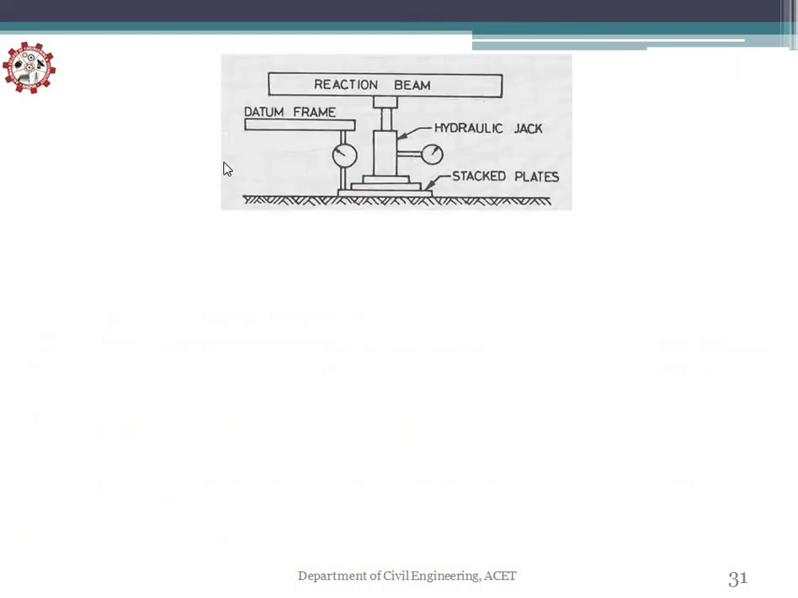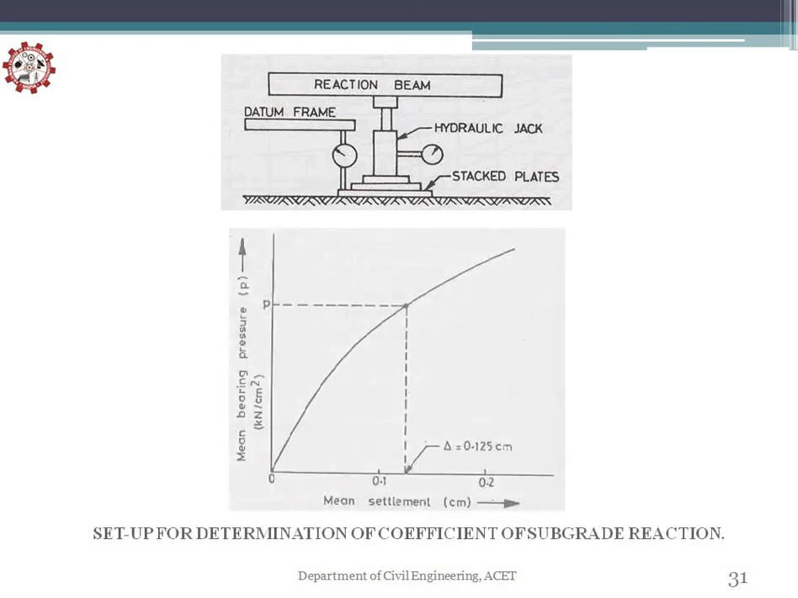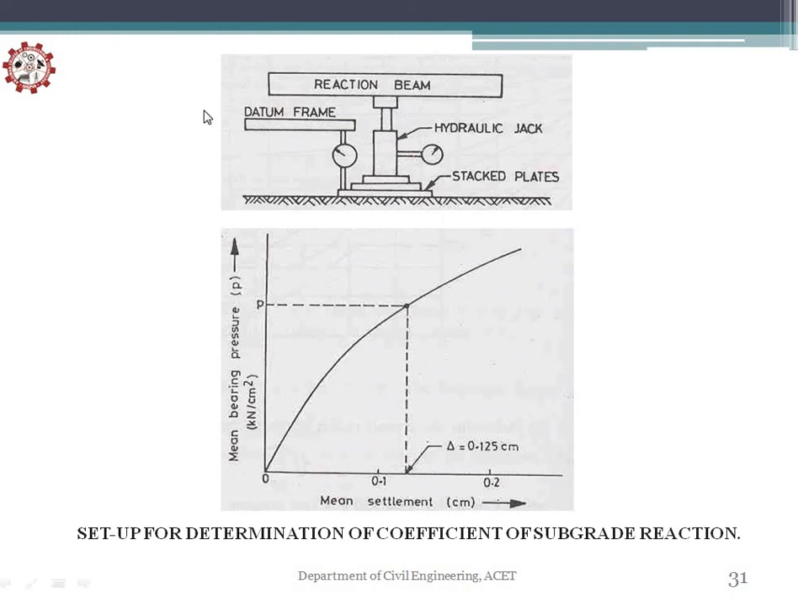So this is the setup. These are the plates stacked one above the other of different dimensions. These are the dial gauge frame. This is the hydraulic jack. This is the reaction beam, and these two dial gauges will give you these values, and from the reaction beam you get this plot of graph.